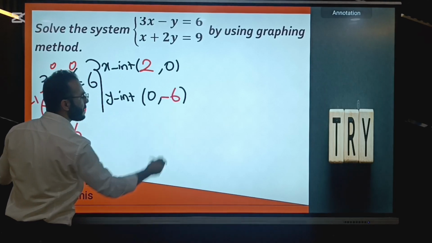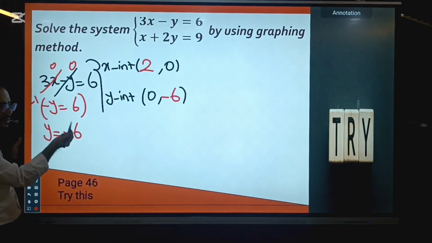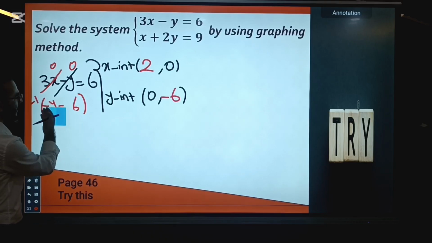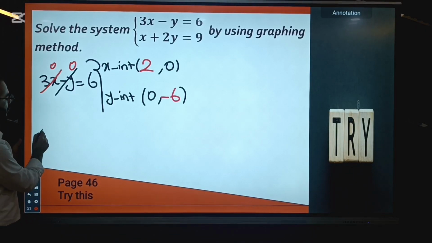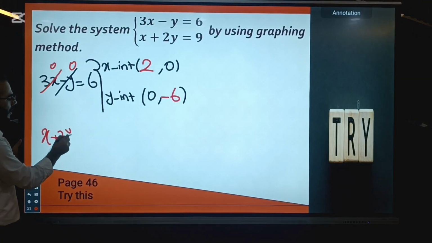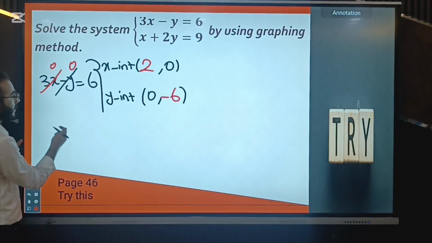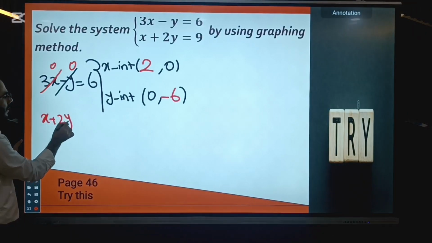So negative 6. Why do we multiply by negative? Because we need to find positive y. So here we have got negative y. In order to remove that negative, we need to multiply by a negative number. Perfect. That is the intercept for the first equation. How about the second equation? So we have got x plus 2y equals to 9. We just write it a little bit higher in order to have enough space. So x plus 2y equals to 9.